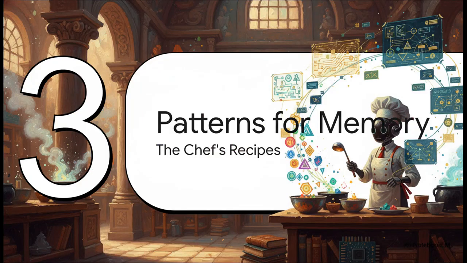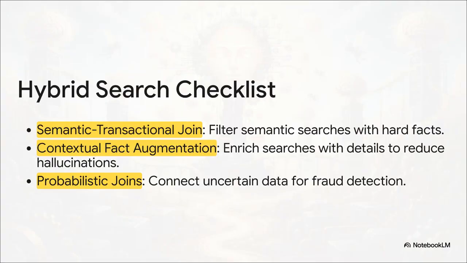Okay, so we've built our modern kitchen. Now let's look at the recipes. These are the cool application patterns that this new foundation makes possible, letting our AI chef combine all those data ingredients in some really powerful new ways. So let's run through a few core recipes for what's called hybrid search.